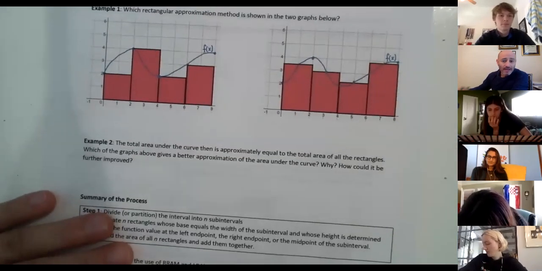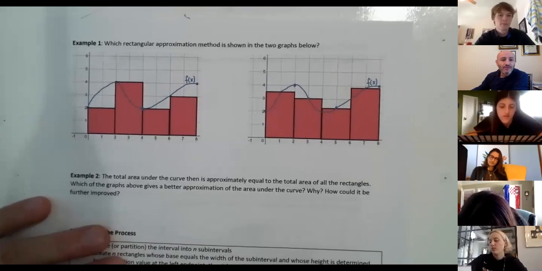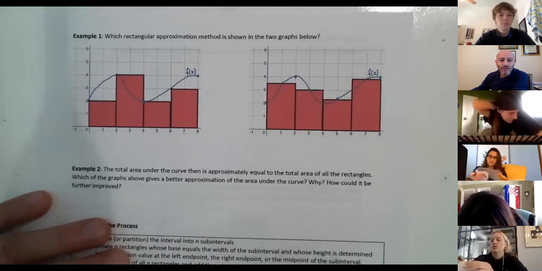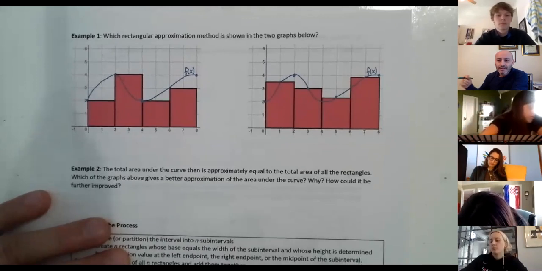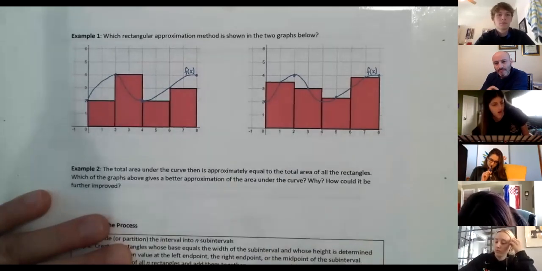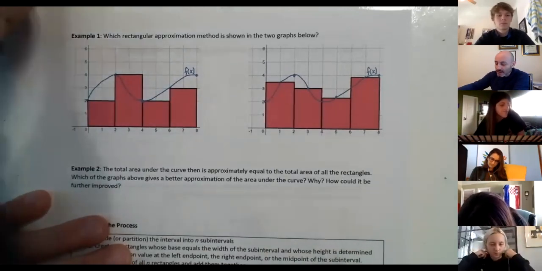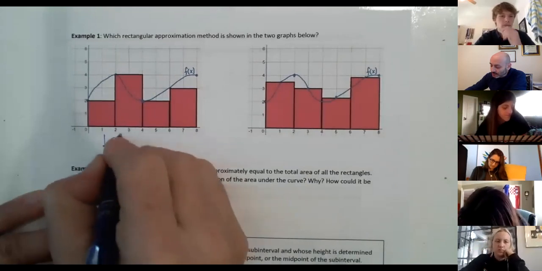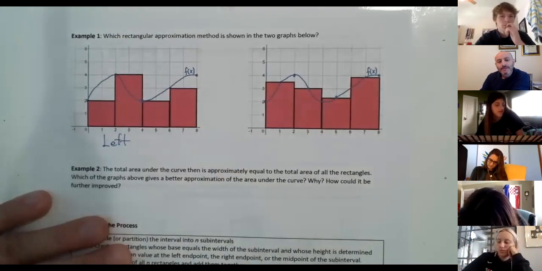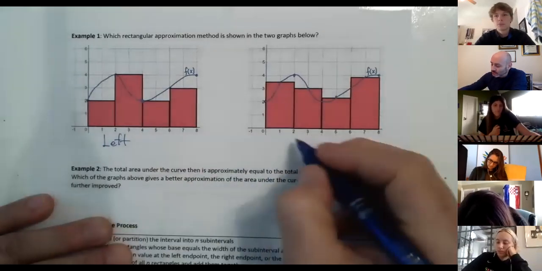So here on example 1, it says which rectangular approximation method is shown in the graph? Left, right, or midpoint? Look at the graph. Which one is used in this illustration? Left is used in the first one. Left is used on this one. The midpoint for the other one. And the midpoint for the second.